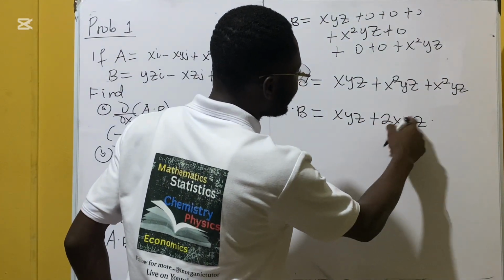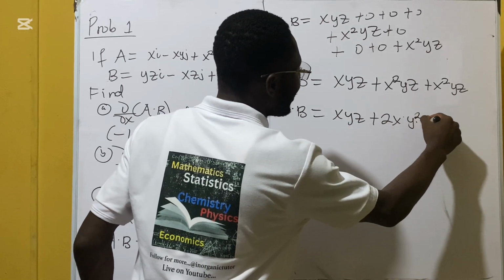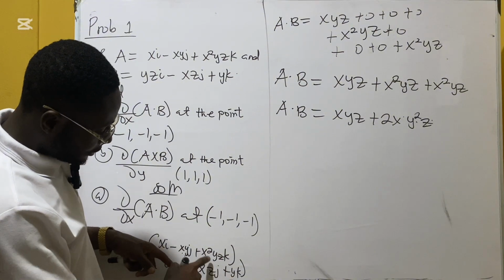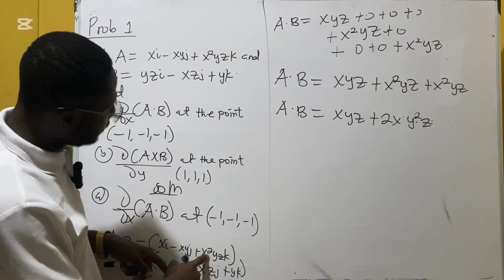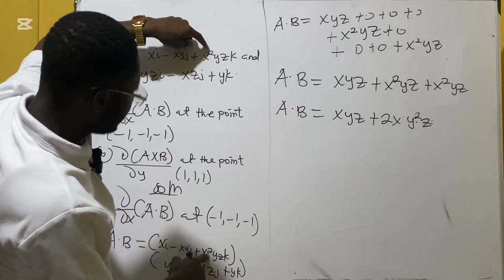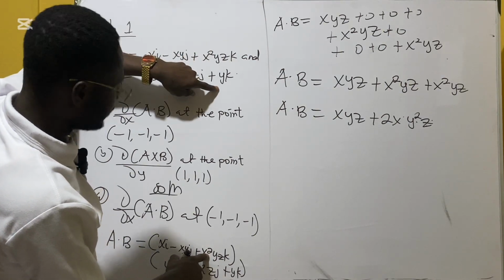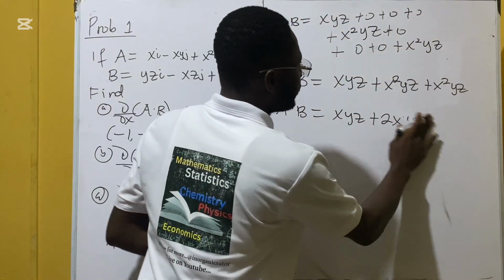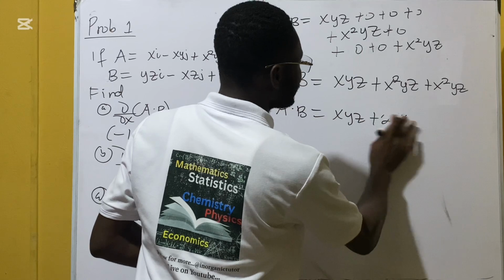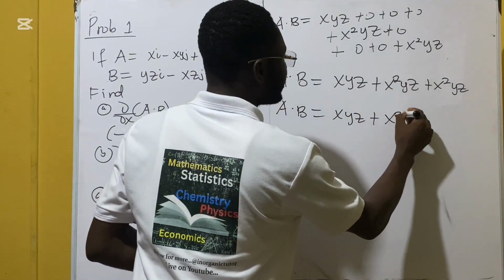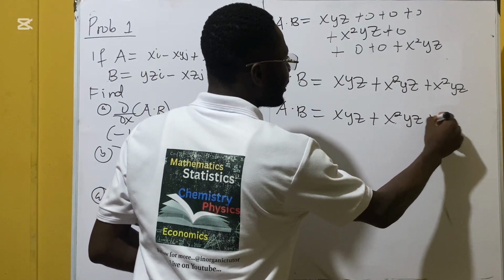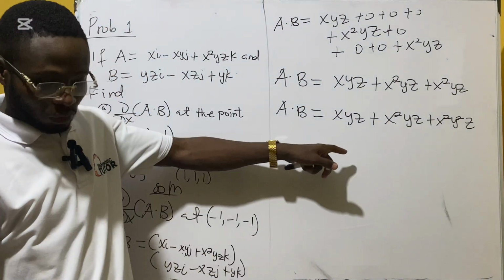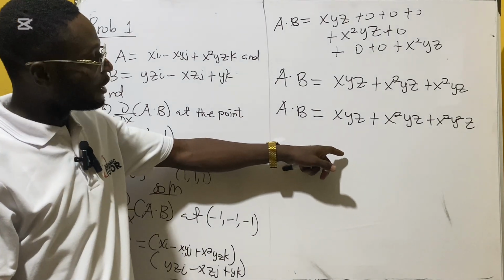That is xy squared z. From here, this and that is x squared y, this and that is x squared y squared. So we have x squared yz plus x squared y squared z. Okay, so that is what we have.